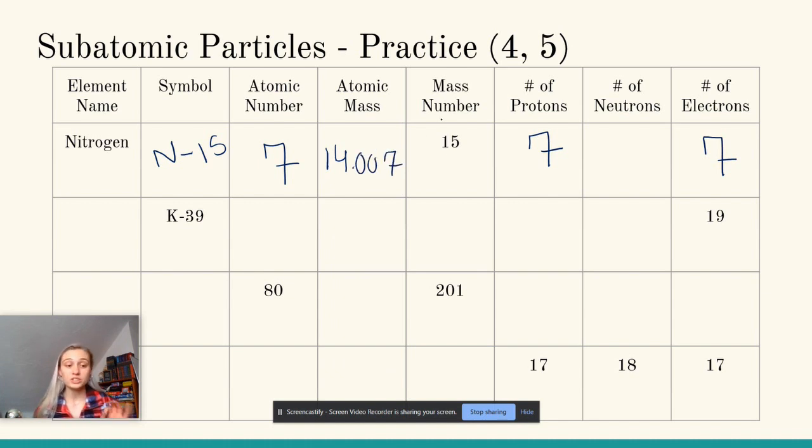And I want to point out, I put atomic mass and mass number right next to each other on purpose. Remember, atomic mass is a decimal because it's an average. Mass number is going to be a whole number because this is just the mass of this isotope, okay? And finally, the number of neutrons is just the mass number minus the number of protons because remember, protons plus neutrons equals mass number. So I'm going to do 15 minus 7, which I know is 8. Okay, so that's our first row, and that's how to do it.